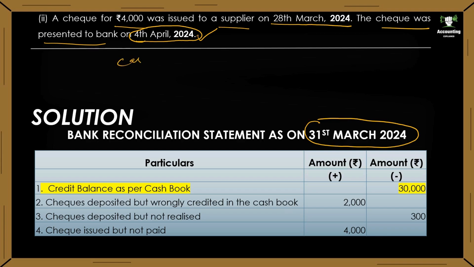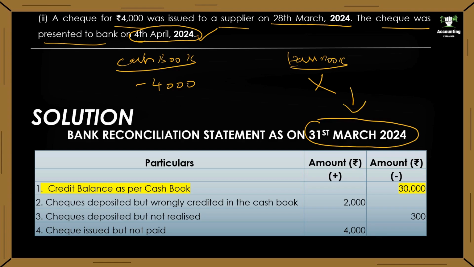It means on 31st March 2024, the bank has not passed the entry. So in the cash book, what have we done? Issued check means we have deducted 4,000 rupees. But in the passbook, that entry is not made as on 31st March 2024. So in order to find the passbook balance from the cash book balance, only if we add this 4,000 will we get the passbook balance. See point number 4 in the BRS: check issued but not paid, under the additions column, 4,000 rupees.